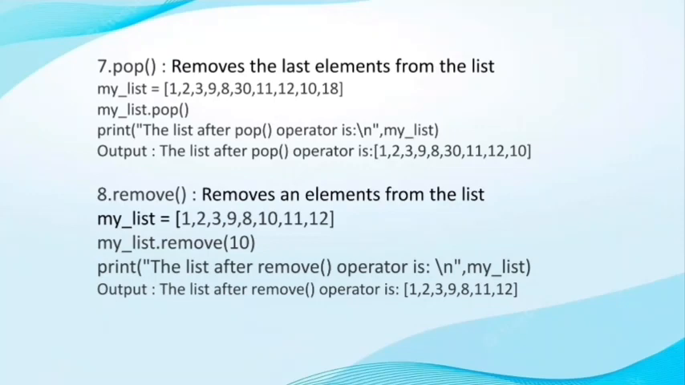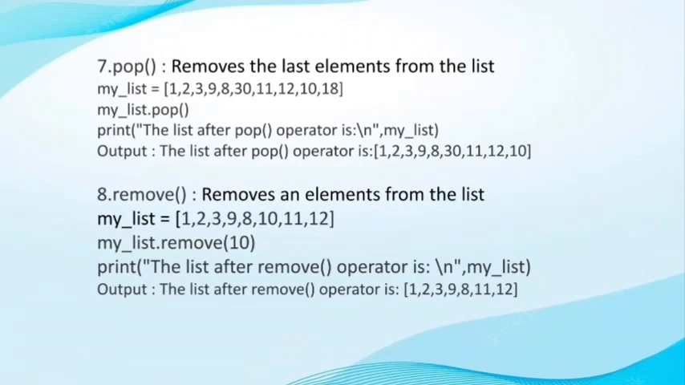Let us see the pop operation of the list. It removes the last element from the list. For this we have given the list name as mylist, and the elements are 1, 2, 3, 9, 8, 30, 11, 12, 10 and 80. The syntax for the pop operation is listname.pop, in which it deletes the last element from the list. We can see the output as 1, 2, 3, 9, 8, 30, 11, 12, 10, in which the last element was deleted.